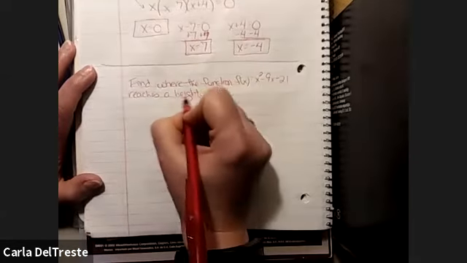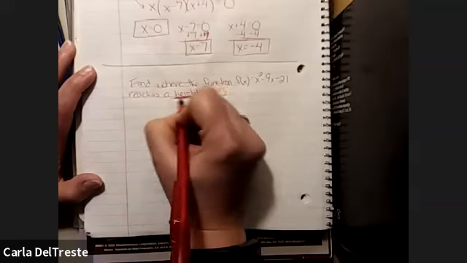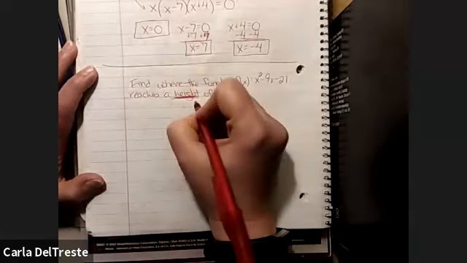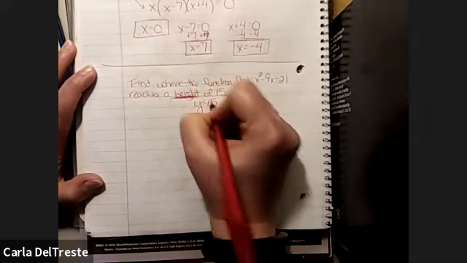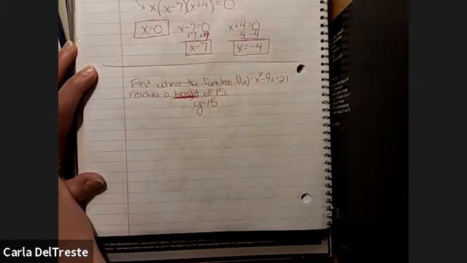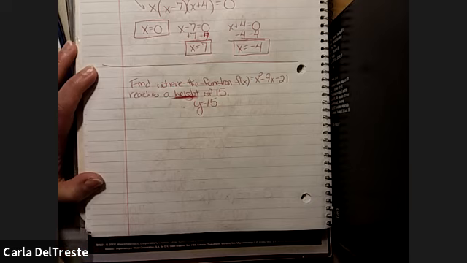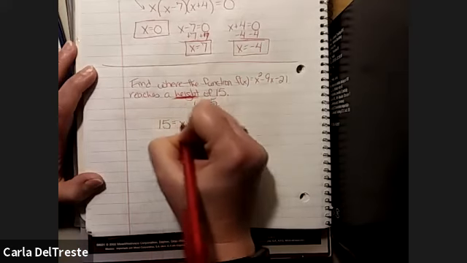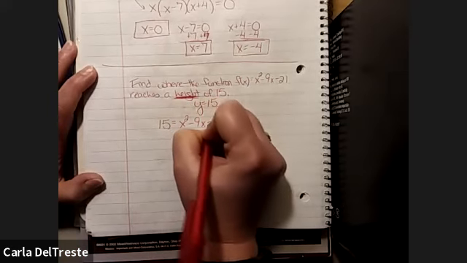Well, we talked about this in a previous video. Height is the vertical or the y direction. So they're telling me that y has to equal 15. We know that y is the same thing as f of x. So they're telling me that I have to solve 15 equals x squared minus 9x minus 21.